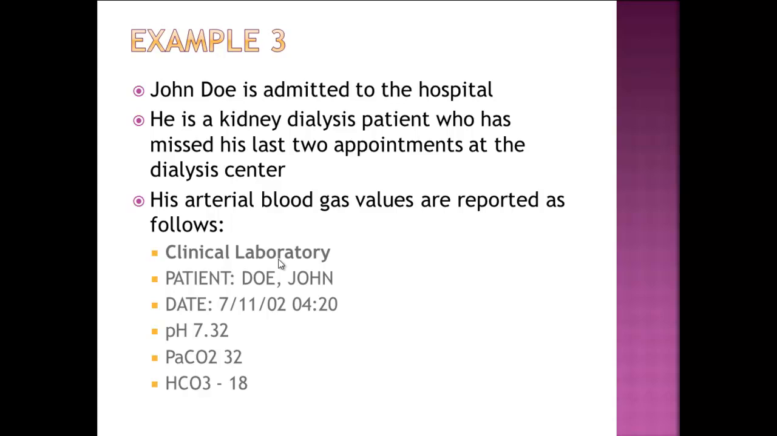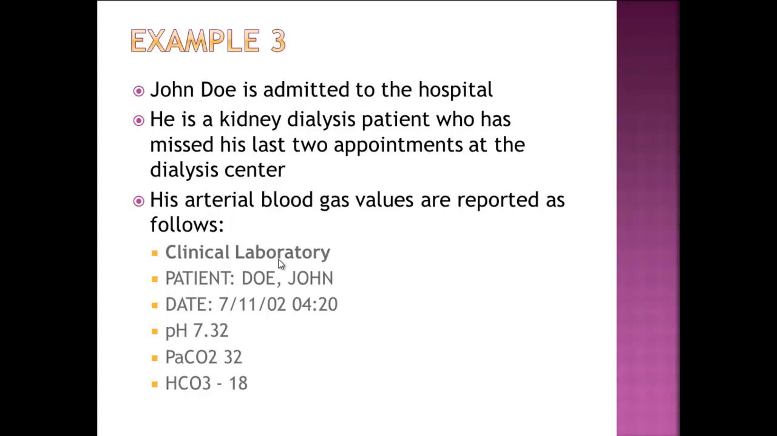Example 3. Here's John Doe, dialysis patient, and here are his blood gas levels. He's pH 7.32 with a PaCO2 of 32 and an HCO3 of 18. So the pH is going down, lowering, so the arrow would point down. The PaCO2 is also going down, so that arrow would point down. And the bicarbonate arrow would go down as the bicarb level is decreasing.